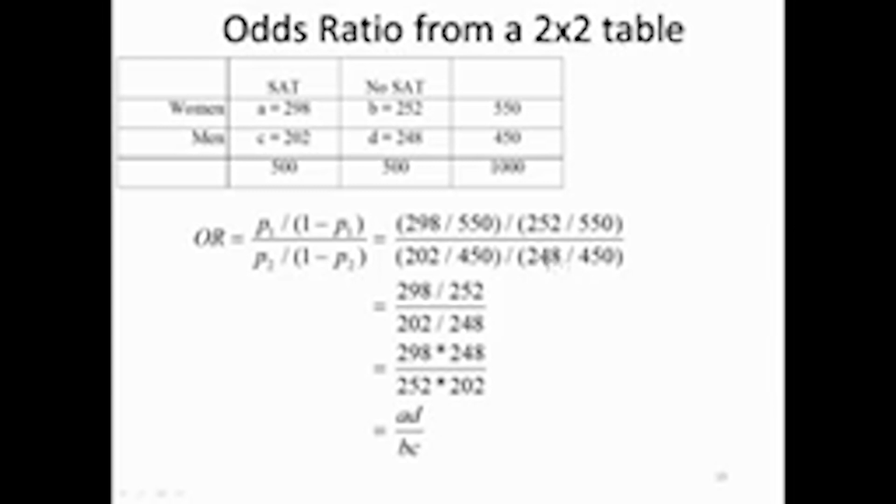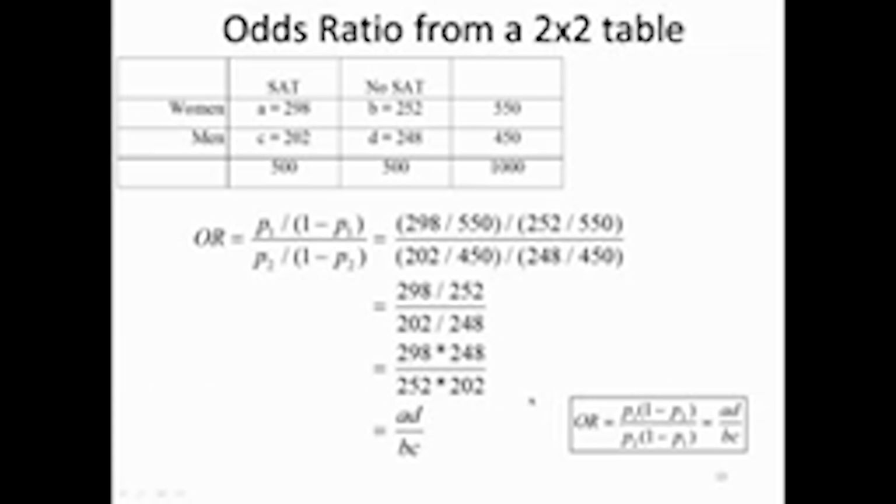So it comes to 298 multiplied by 248, divided by 202 multiplied by 252. So 298 is nothing but A, 248 is nothing but D, 252 is nothing but B, 202 is nothing but C. So the odds ratio when you have a table is AD divided by BC. So it comes out to be the same. P1 divided by 1 minus P1, divided by P2 divided by 1 minus P2 is the same as AD divided by BC, very simple. So that is the odds ratio from a 2 by 2 table.